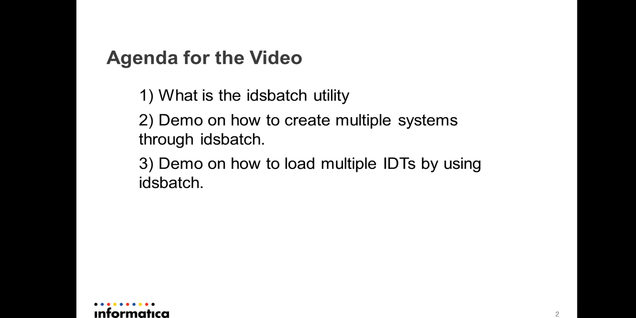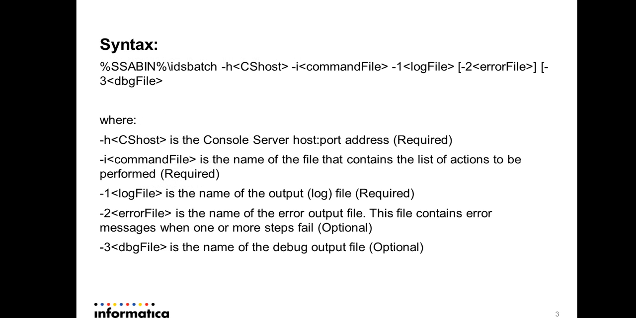Most IIR processes which are run from the console can also be run in batch using the idsbatch utility directly from the command line in a batch mode. It reads and writes functions defined in a text file. The syntax for running idsbatch is as such. This is present in the bin directory of your IIR installation.